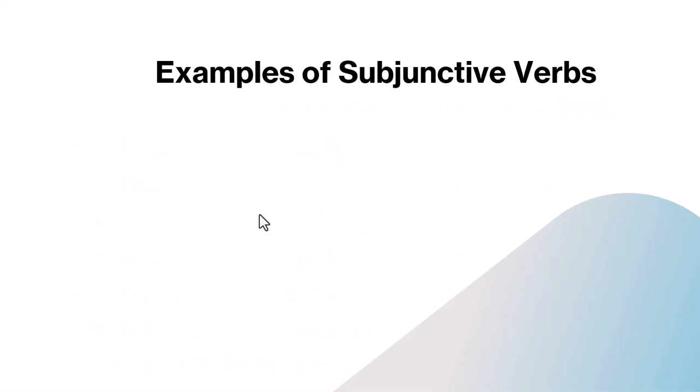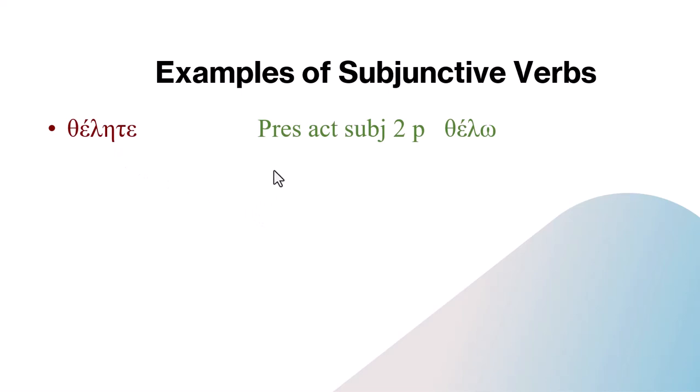Let's look at some examples of the subjunctive verbs. So we have theleta. This is a present active subjunctive, second person plural, from thelo, to wish or to want. Translation depends on context. So we might say, you may wish, if you wish, I will do something along those lines.